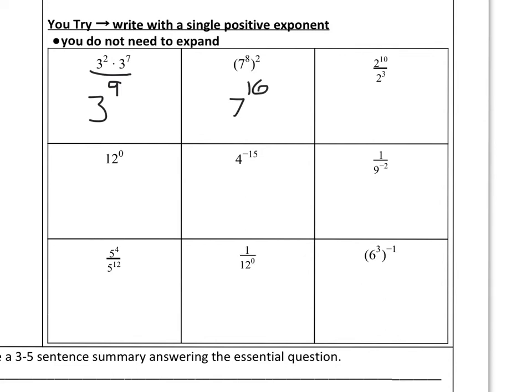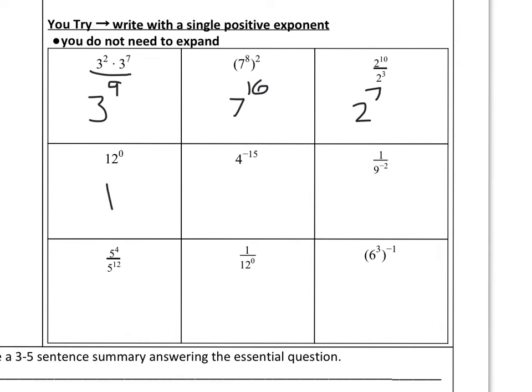Next up, looks like we are dividing. 2 to the 10th divided by 2 to the 3rd. We know 3 of the 2s are going to cancel out because the smallest number is 3. That would leave us with 7 remaining in the numerator, so that would be 2 to the 7th. You could have just done 10 minus 3 to get that 7. Here we have 12 to the 0 power. We've learned anything to the 0 power is always 1.